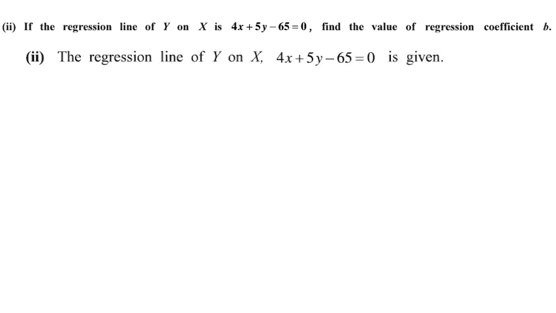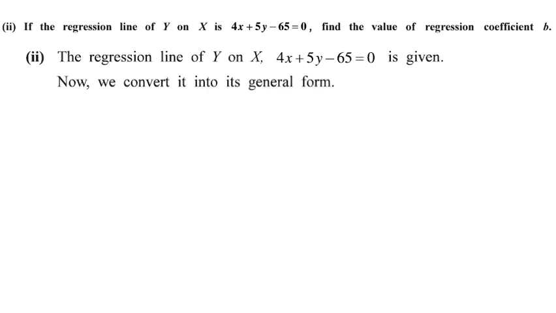The second question of the 20th illustration, we have the regression line, but wow, we have a different kind of regression line here. We have 4x plus 5y minus 65 is equal to 0, and we have to find the regression coefficient b. Here we can't find any a's, we can't find any b's right now. But what we can do here is we can convert this into our standard format.